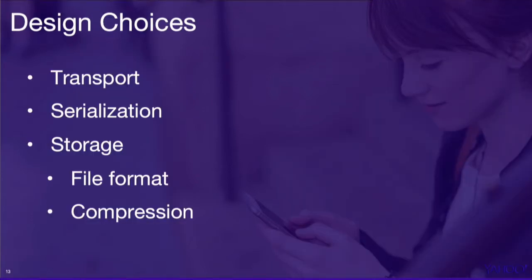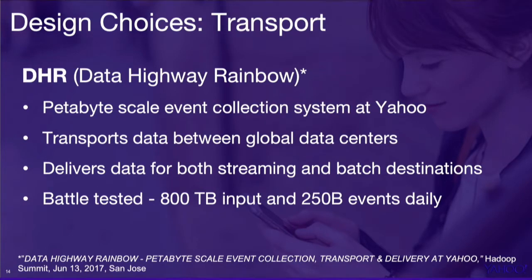So for transport, we use DHR, which stands for Data Highway Rainbow. Data Highway Rainbow is a petabyte scale event collection, transport, and delivery mechanism at Yahoo. It transports data from data centers to data centers. It's a very reliable service. It can deliver data to both batch destinations as well as streaming destinations. For batch destinations, Data Highway deposits data onto HDFS via HDFS proxies. And for streaming destinations, it has the ability to deposit data onto Kafka or directly onto Storm using HTTP spouts.